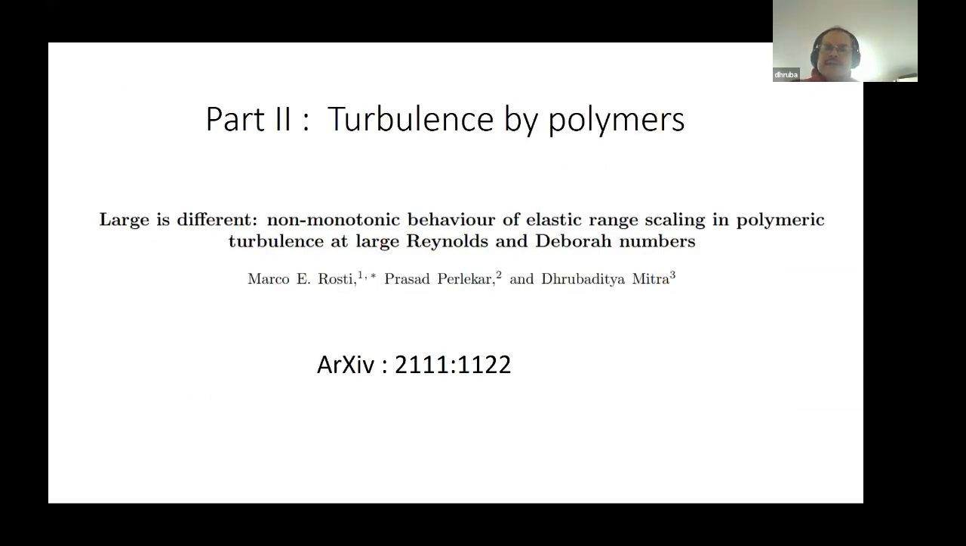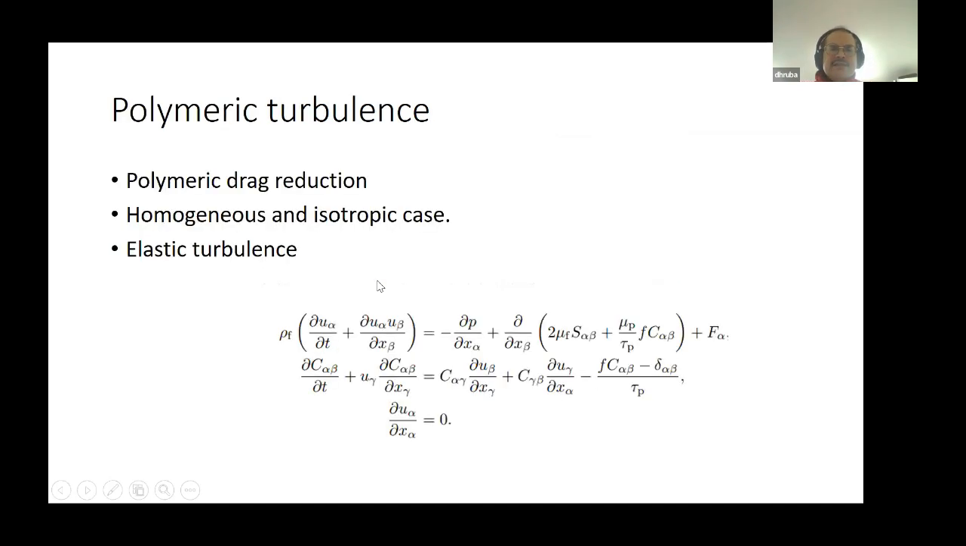So the next part is kind of related to this, but instead of thinking about a single thread, you think of many, many threads, but they are very, very small. So we are thinking of turbulence with polymers in it. This is a topic that is of long-term interest, starting from the time when people found out something called polymeric drag reduction. So if you take a fluid and add a small amount of polymers in it, few parts per million, then the drag of the flow significantly reduces.